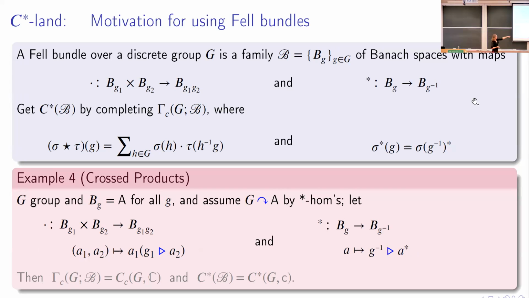And likewise with the involution formula that I have. So I adjust it a little bit. And in this situation, if I take the C-star algebra of that Fell bundle, I actually get the cross product. Okay.